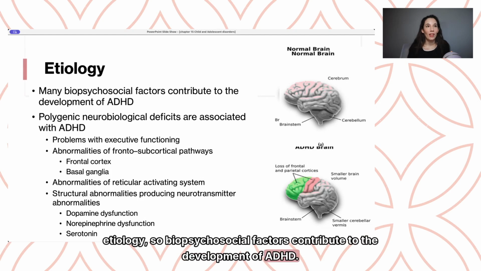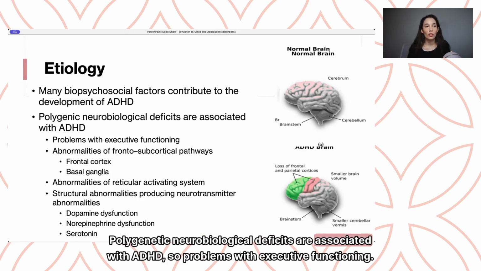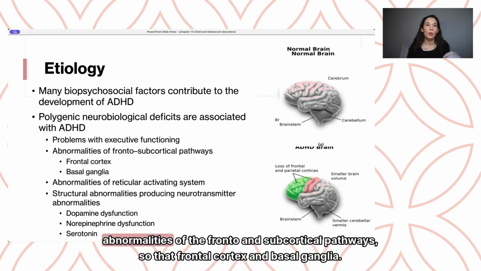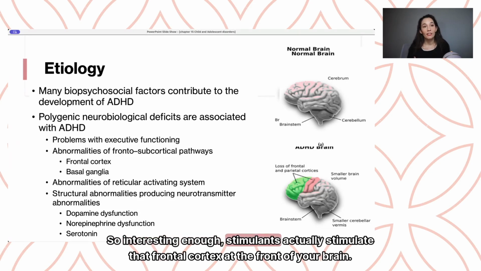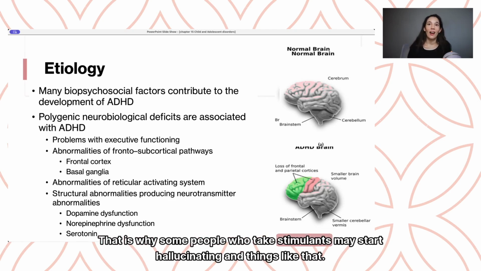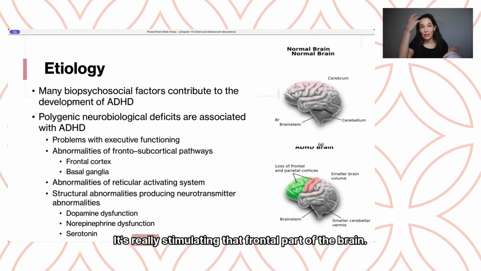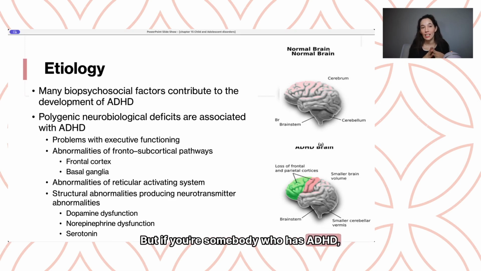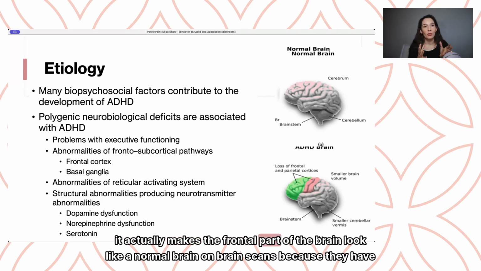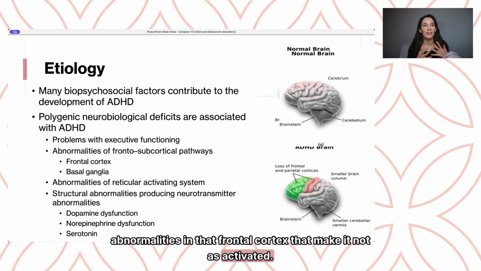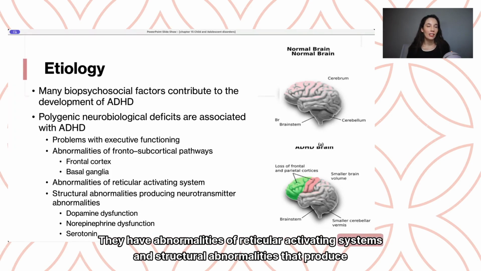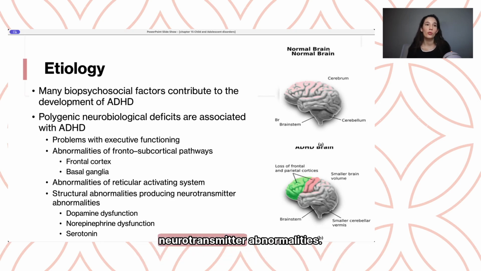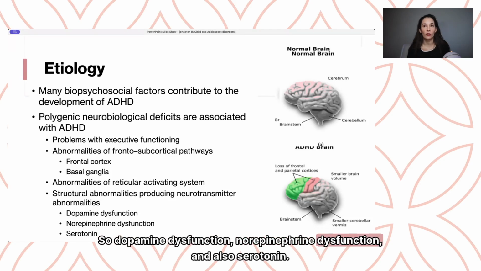Biopsychosocial factors contribute to the development of ADHD. Polygenetic neurobiological deficits are associated with ADHD. So problems with executive functioning, abnormalities of the fronto-subcortical pathways, so that frontal cortex and basal ganglia. So interestingly enough, stimulants actually stimulate that frontal cortex at the front of your brain. That is why some people who take stimulants may start hallucinating and things like that. It is really stimulating that frontal part of the brain. But if you're somebody who has ADHD, it actually makes the frontal part of the brain look like a normal brain on brain scans, because they have abnormalities in that frontal cortex that make it not as activated. They have abnormalities of reticular activating systems and structural abnormalities that produce neurotransmitter abnormalities. So dopamine dysfunction, norepinephrine dysfunction, and also serotonin.